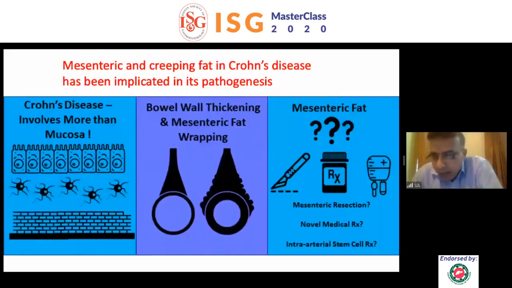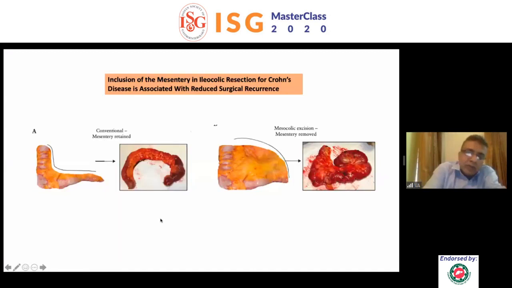Number two, the implication of the mesentery. Right from the first report of Crohn's disease, we know CD involves more than the mucosa. There's bowel wall thickening. Surgeons always talked about mesenteric fat creeping. But now even the physicians are talking about it. It has been seen that mesenteric fat seems to be very important even in pathogenesis. And it is important because of the trial from Ireland, which clearly showed that when surgeons went for mesocolic resection and excision and extensive mesentery was removed, inclusion of mesentery led to reduced surgical recurrence.